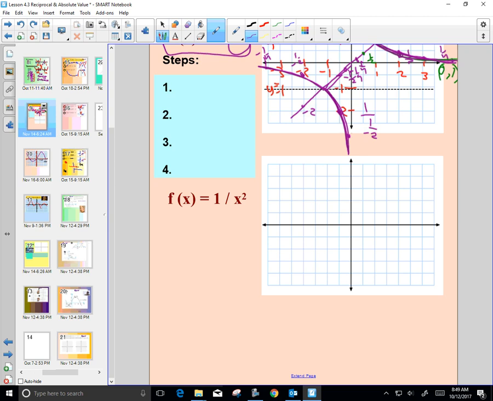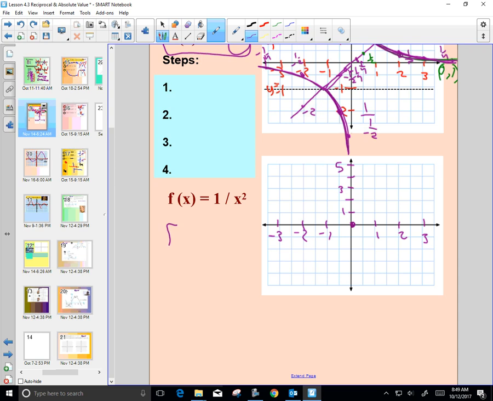Let's do y equal 1 over x squared. Here's 1 over x squared. Start at 0. We'll call this 1, 2, 3. Negative 1, 2, negative 3. And let's just go 1, 2, 3, 4, 5. So you have 0, 0 for x squared.